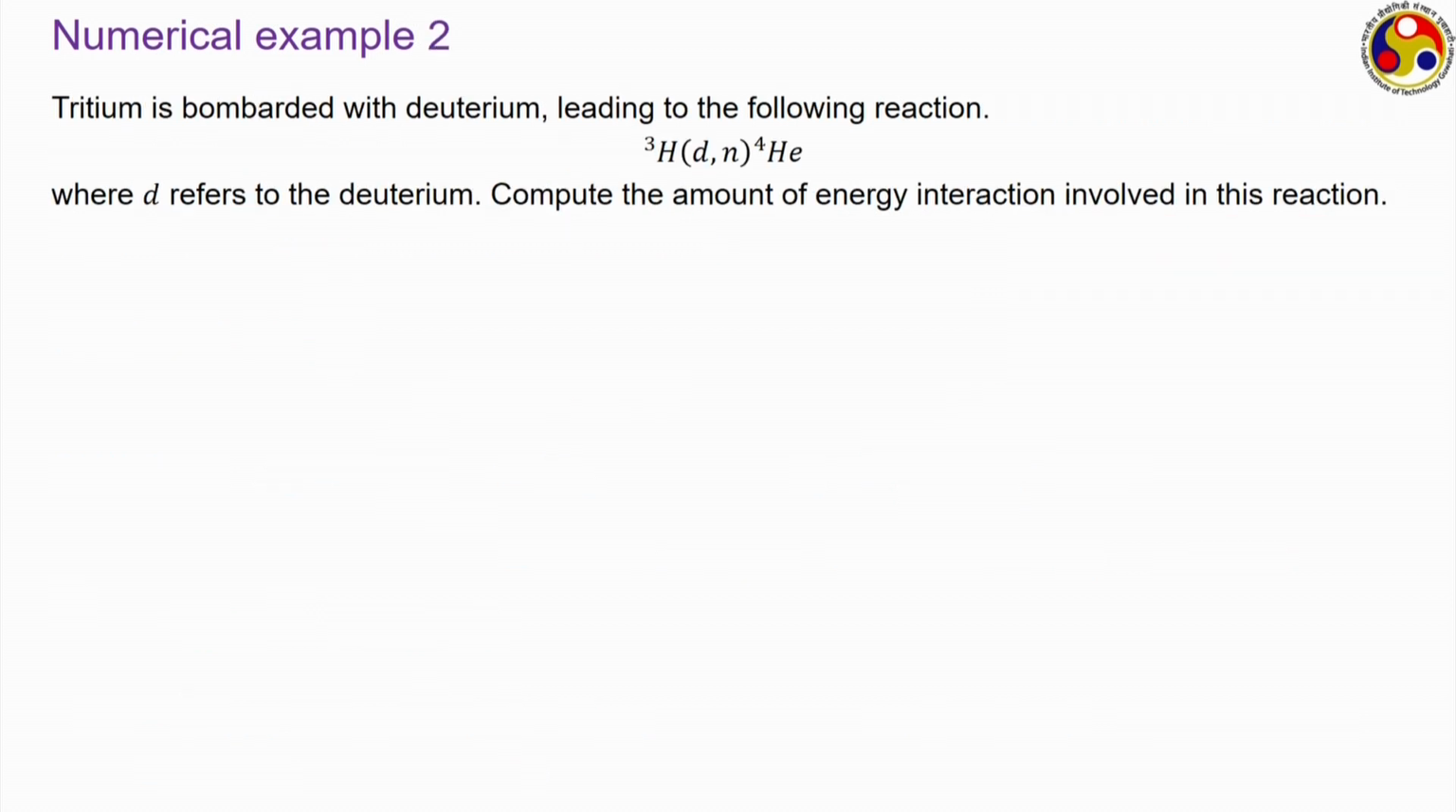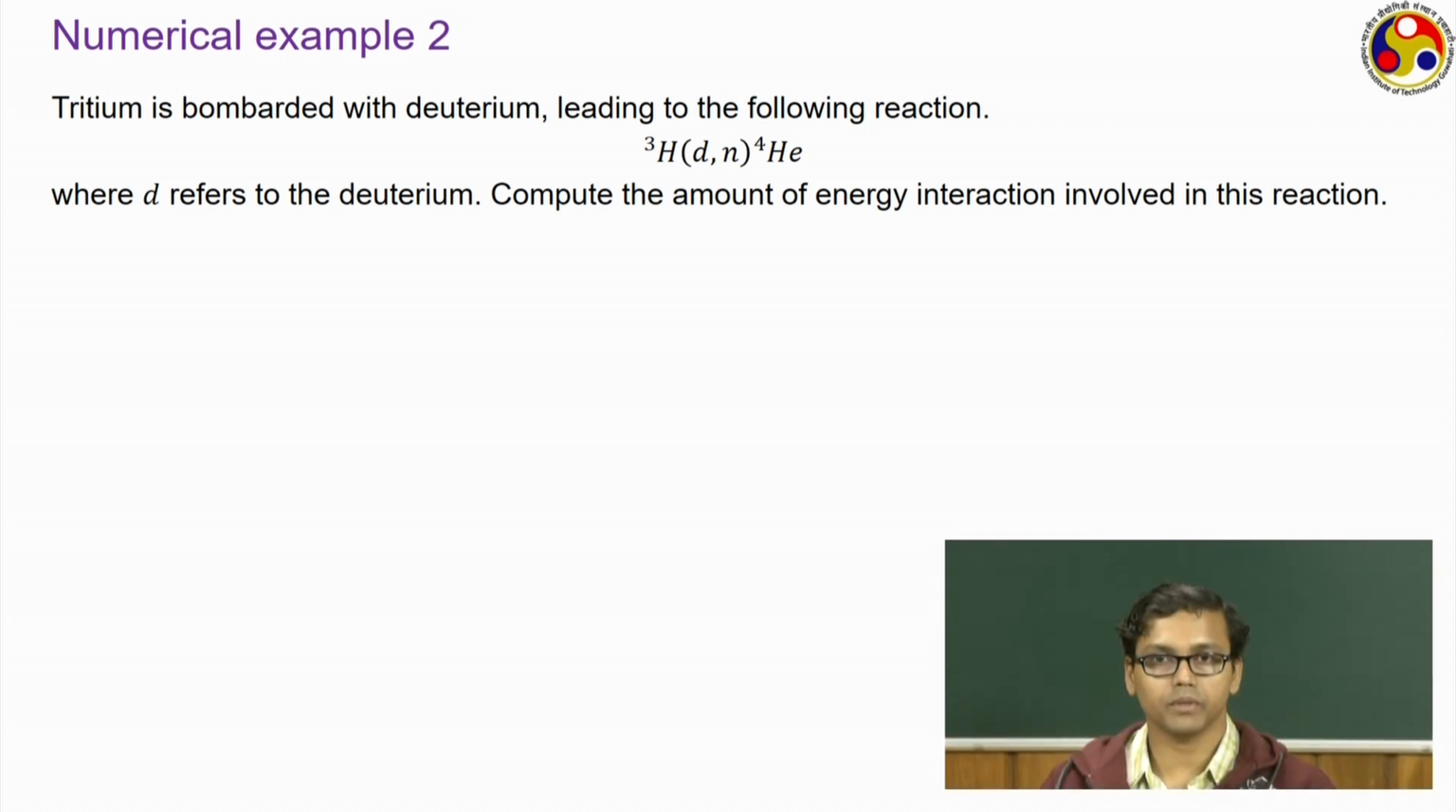Let us go to a second problem. Here it is mentioned that tritium is bombarded with deuterium, leading to a reaction given as per the shorthand notation that we have studied earlier. Here D refers to the deuterium. Now, we have to calculate the total energy involved in this reaction. So, first we need to convert this shorthand notation to the proper reaction format.